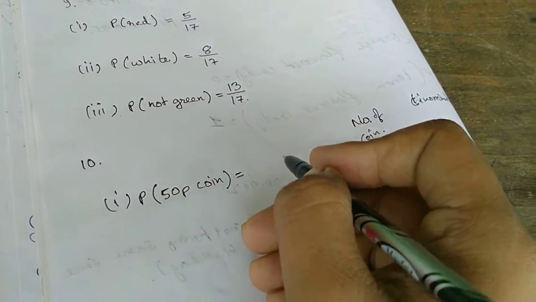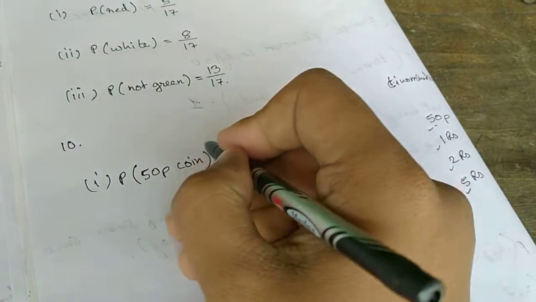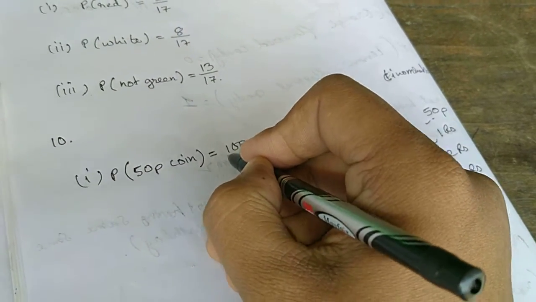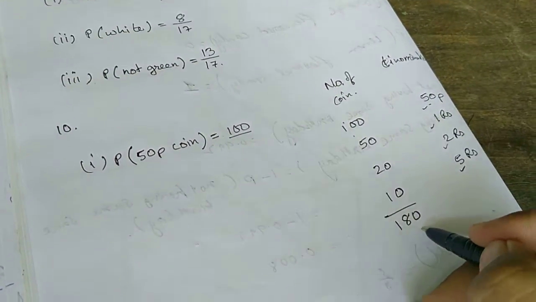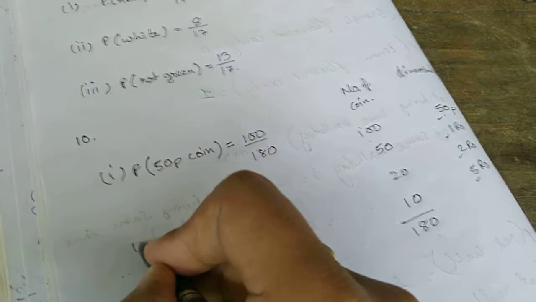What is the probability of a 50 paisa coin? How many 50 paisa coins are there? 100. So 100 50 paisa coins are there out of a total of 180. So 100 by 180.